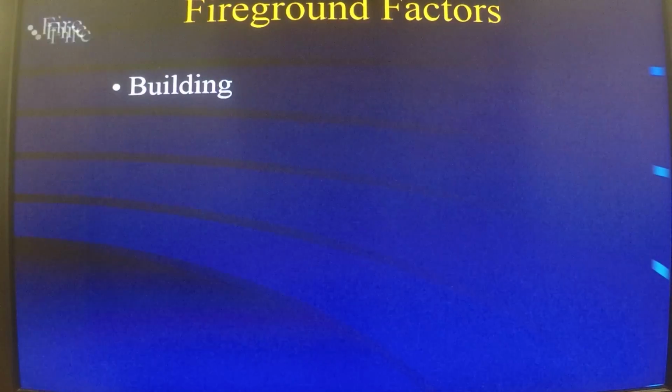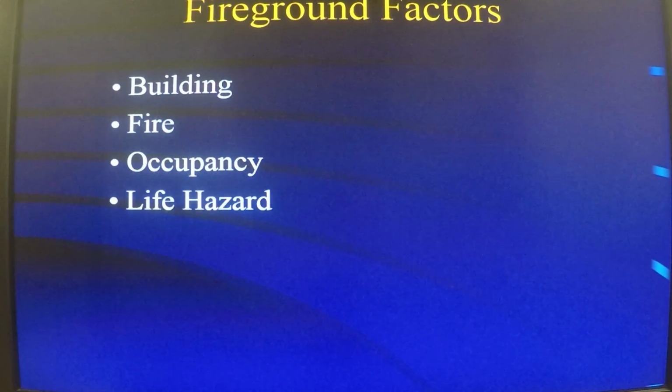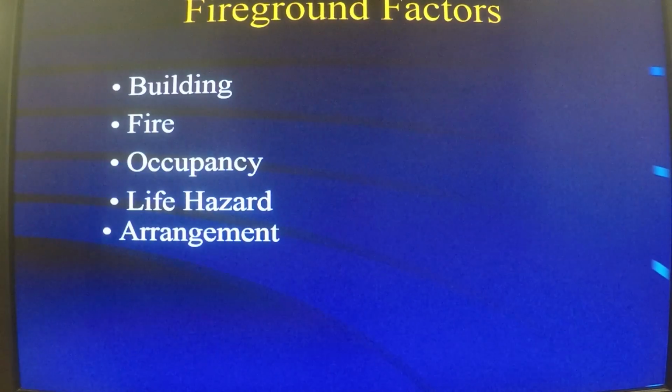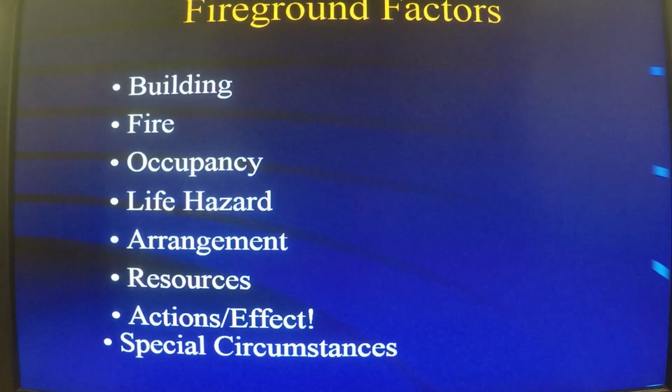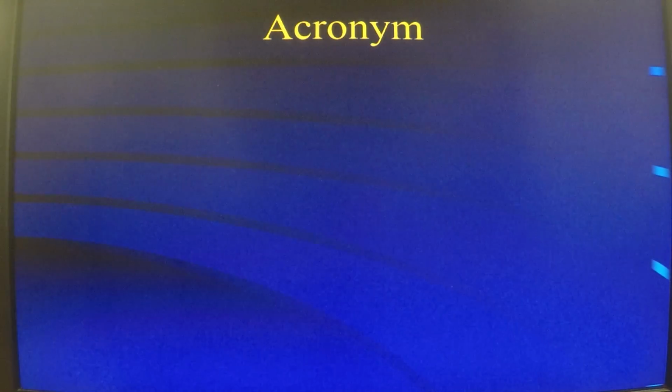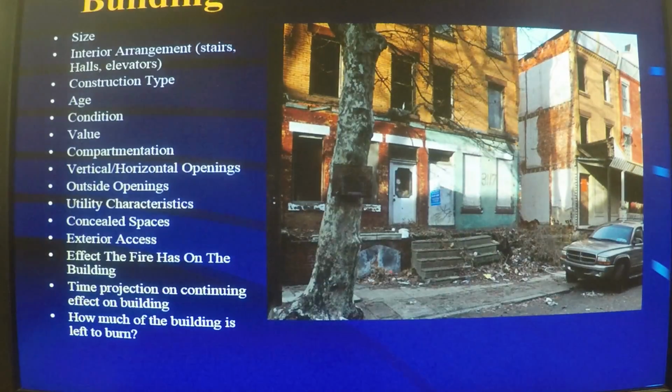So our fire ground factors, as we go through them, we want to remember them somehow, so we know they're the building, fire, occupancy, life hazard, arrangement, our resources, action effect, and then special. So we've heard beefalaris, if that's how you want to remember them. However else you want to remember them is cool with me. You'll just want to make sure you understand what each one of them actually are referring to.